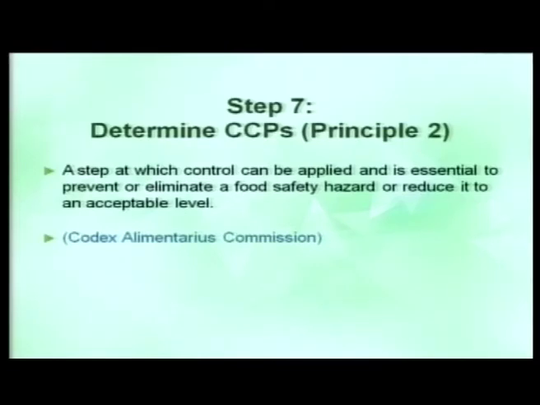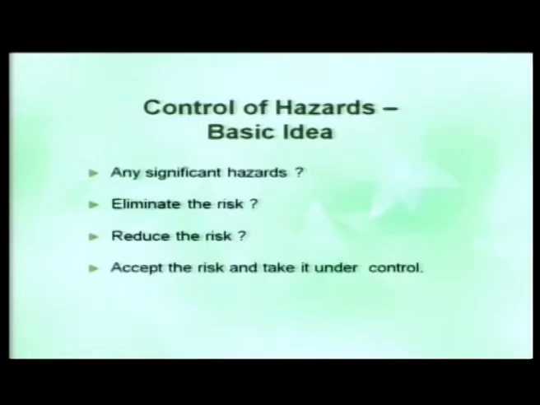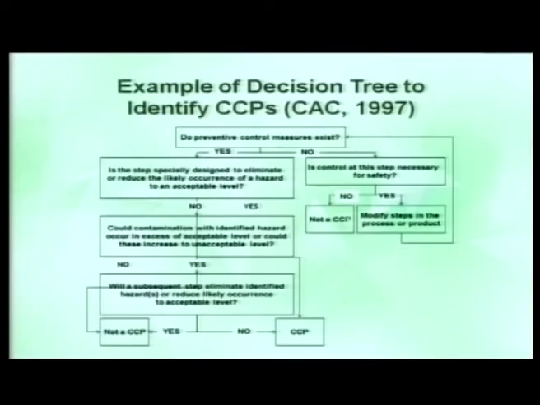That means either you prevent it, you eliminate it, or you reduce it to a level that it is no more a hazardous thing. While controlling the hazard, the basic idea is any significant hazards: eliminate the risk, reduce the risk, or accept the risk and take it under your control. So now let's see this decision tree which is being given by the Codex Alimentarius Commission, the CAC 1997.